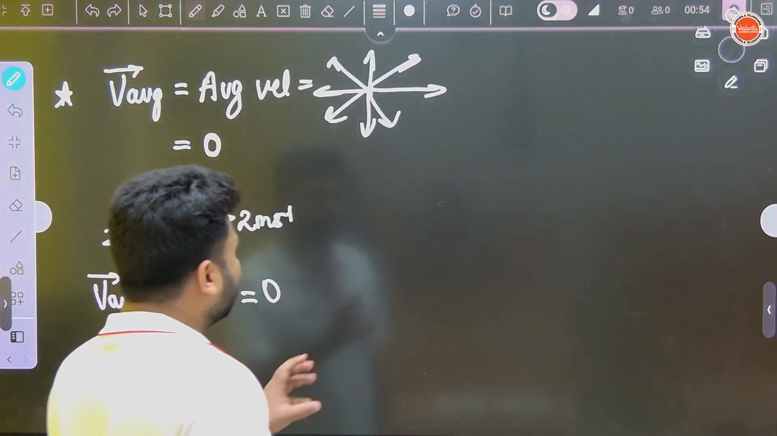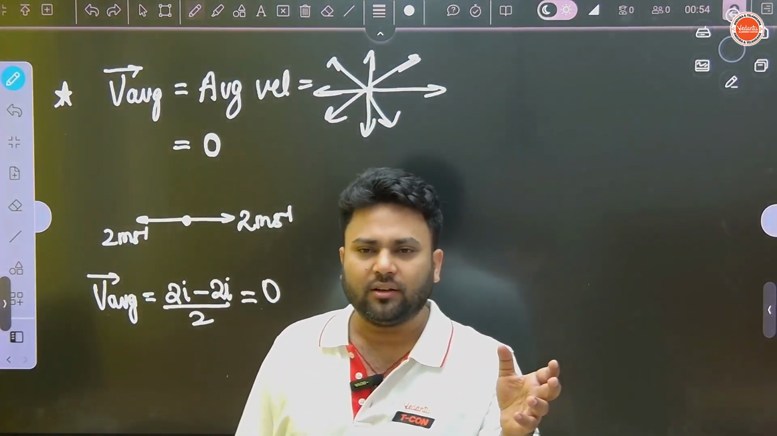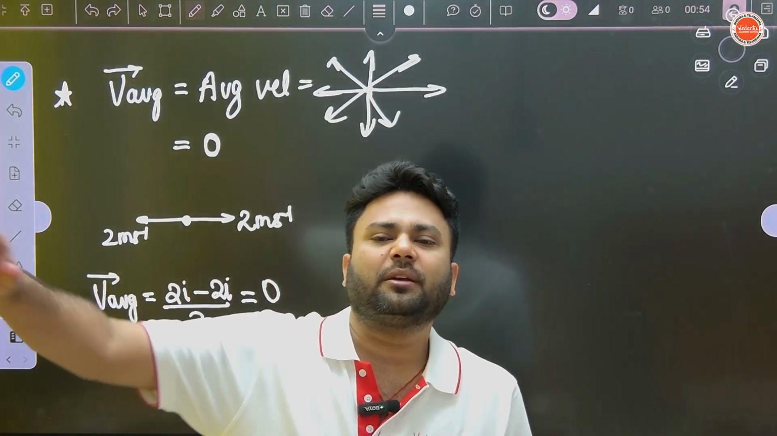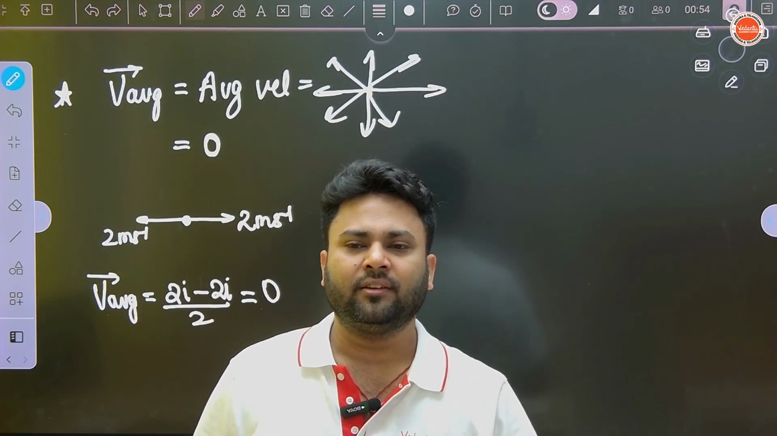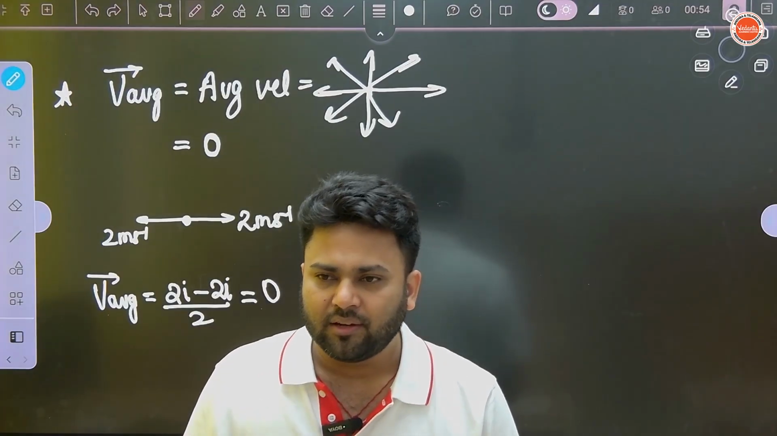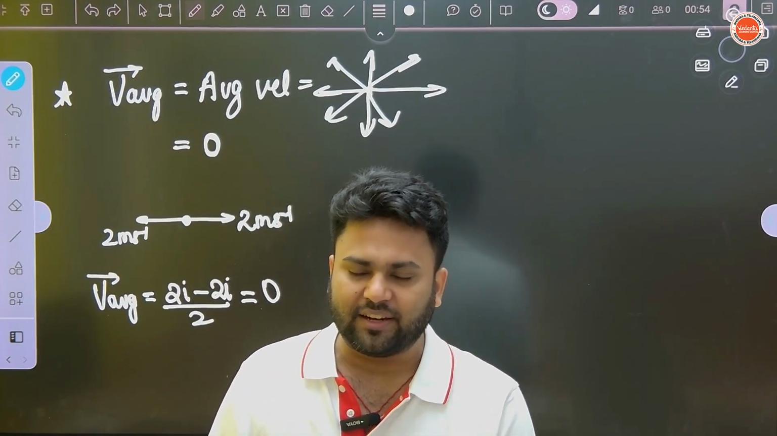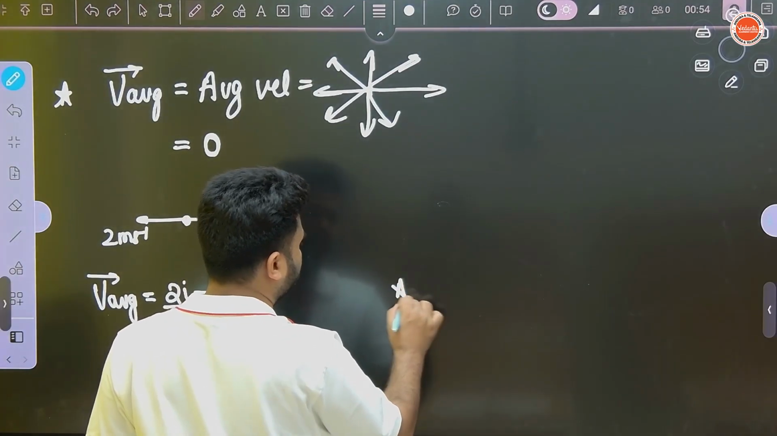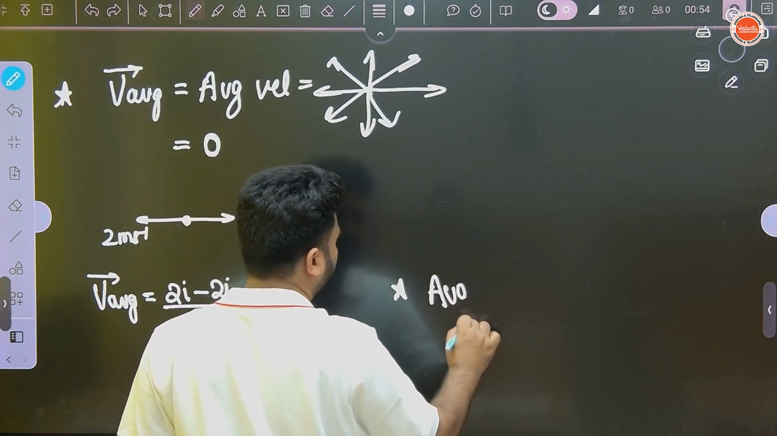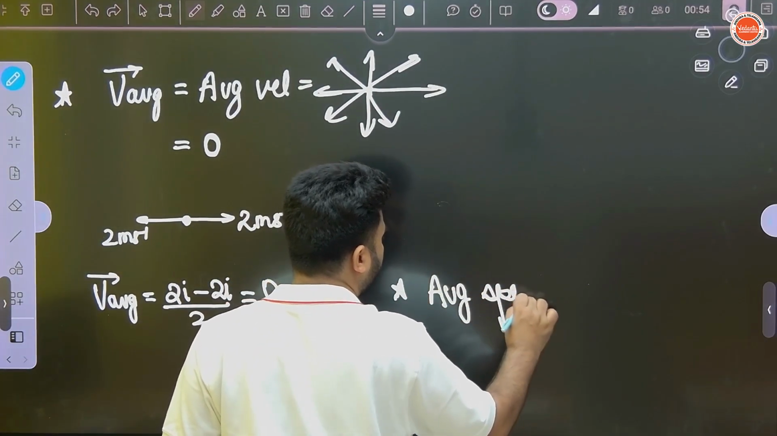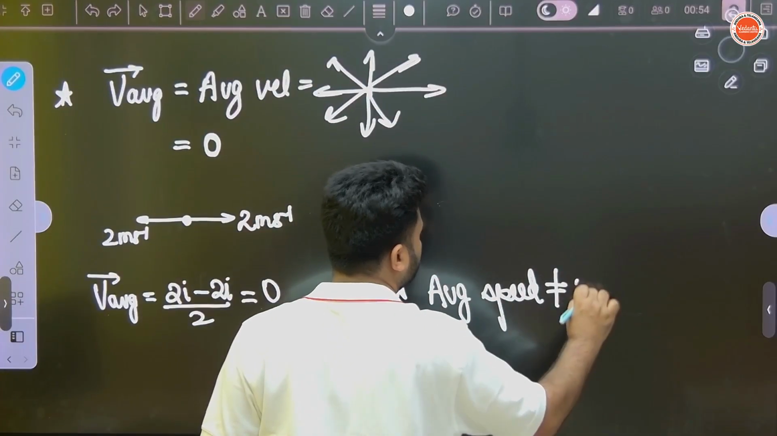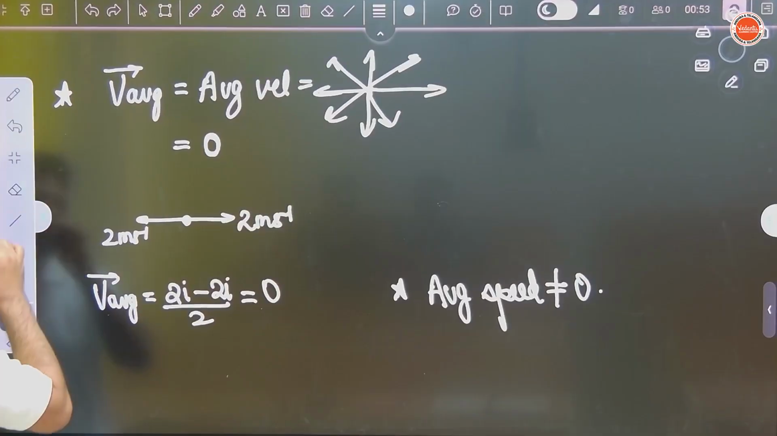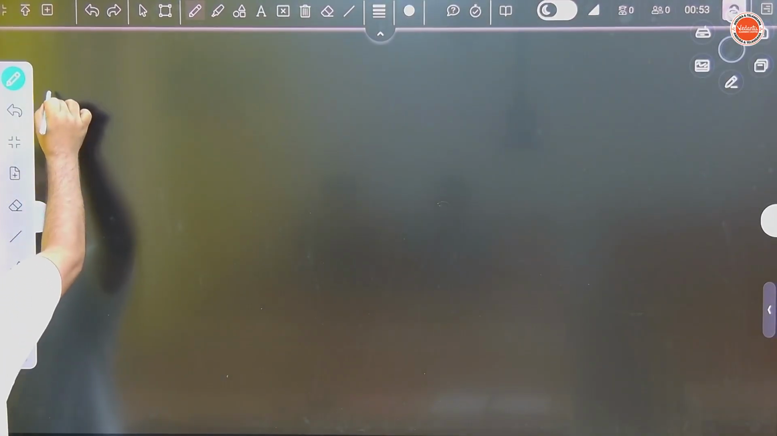But if they ask what the average speed is, that won't be 0. Average speed is a scalar quantity. Suppose you have speeds 30 and 40, so the average is 30 plus 40 by 2. We can calculate it like this. So average speed won't be 0. Remember this: average speed is not 0.